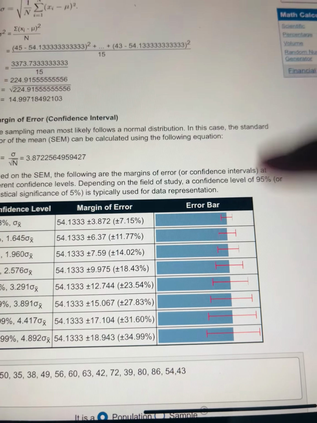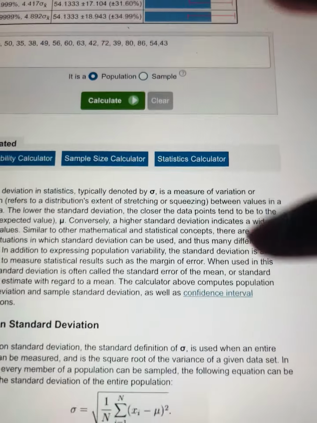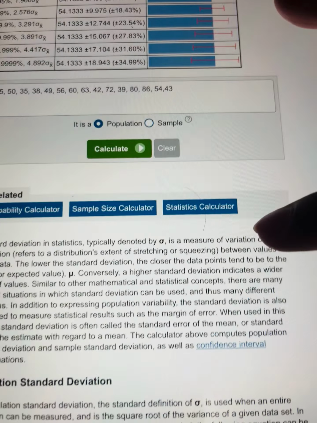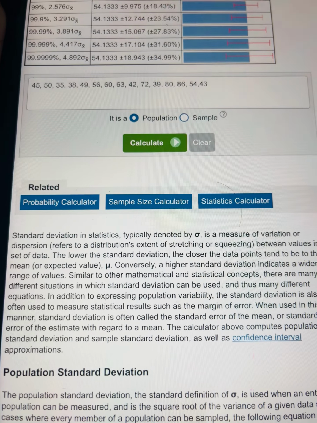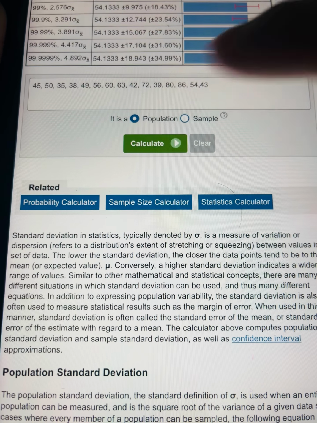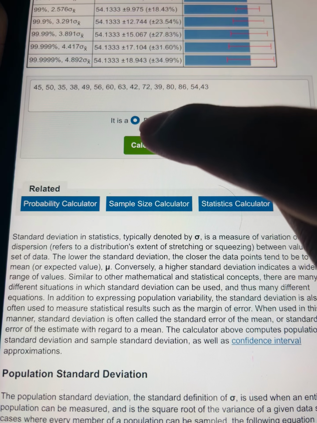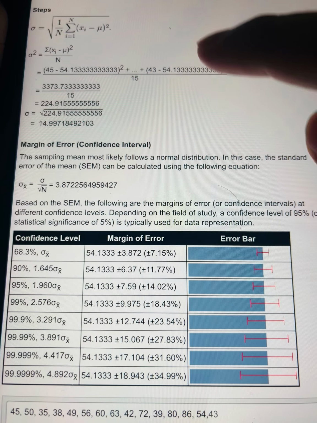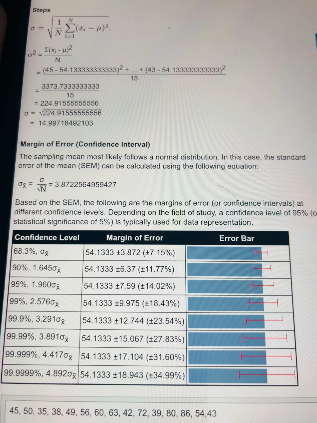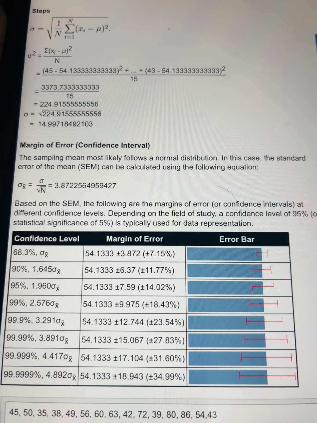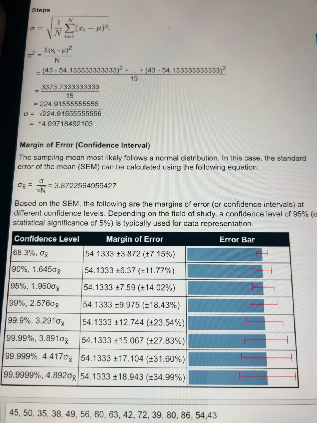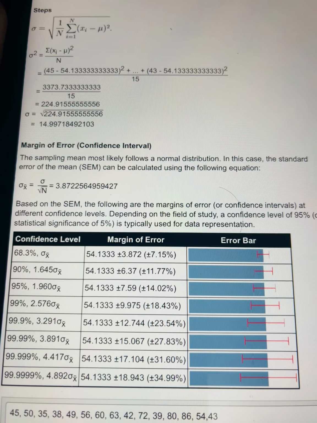Okay, I have the data here already. I've encoded them here one by one. As I click calculate, I will be having the data. We have here the mean 54.13. We will use this one, 54.13.